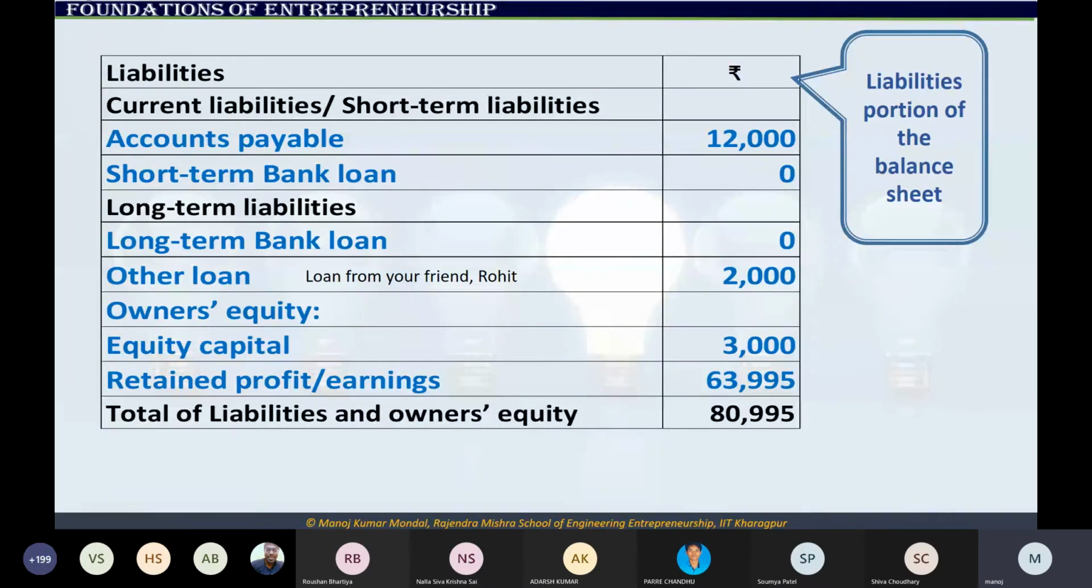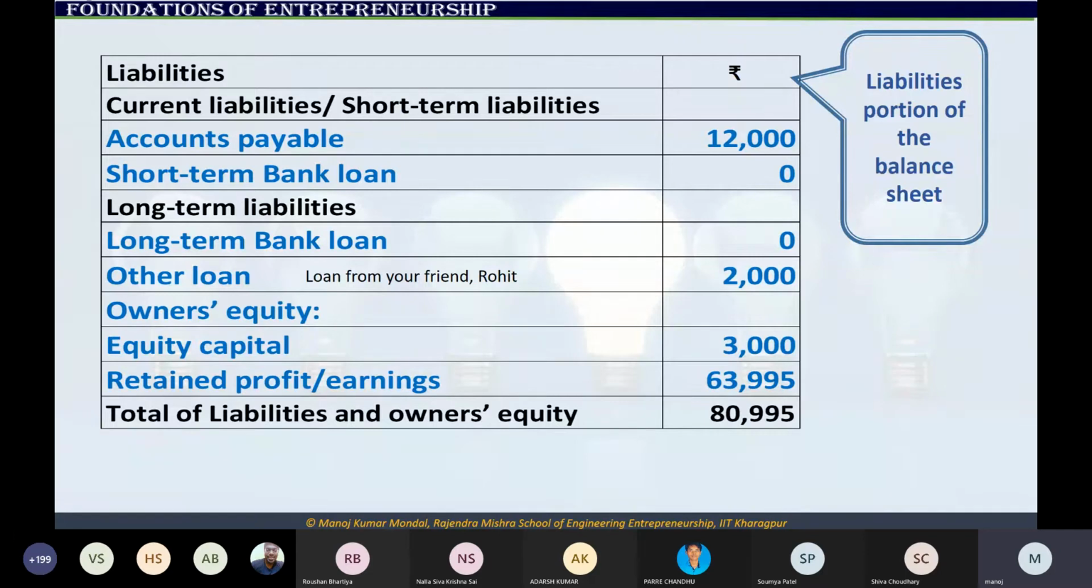Remember always that equity capital is never affected by your operation of the business. So that normally remains fixed unless explicitly you are bringing in new money. If you bring in new money, equity capital will go up. Normally you don't take away equity capital, that is why normally equity capital does not go down. Normally they're always there like that.